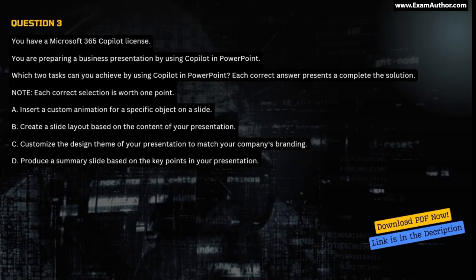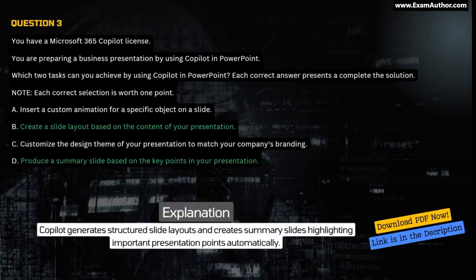A. Insert a custom animation for a specific object on a slide. B. Create a slide layout based on the content of your presentation. C. Customize the design theme of your presentation to match your company's branding. D. Produce a summary slide based on the key points in your presentation. Correct answer, B and D. Create a slide layout based on the content of your presentation. Produce a summary slide based on the key points in your presentation. Explanation. Copilot generates structured slide layouts and creates summary slides highlighting important presentation points automatically.